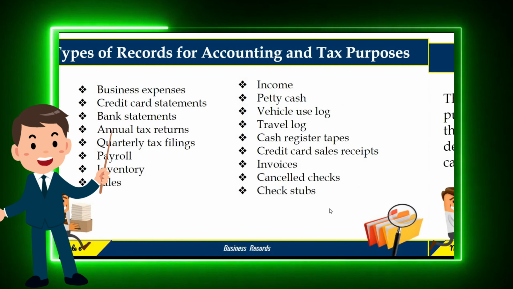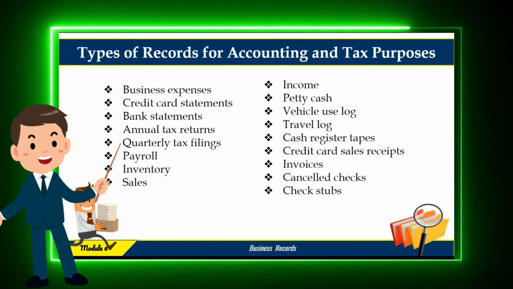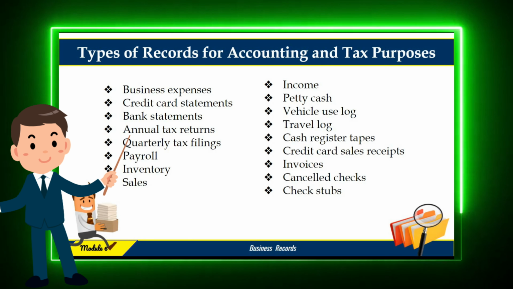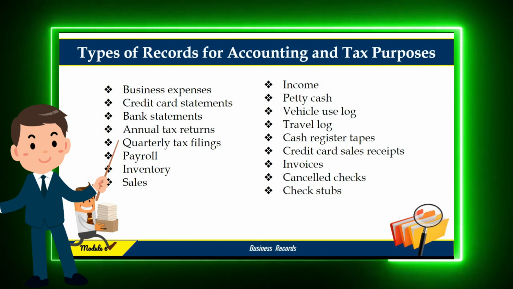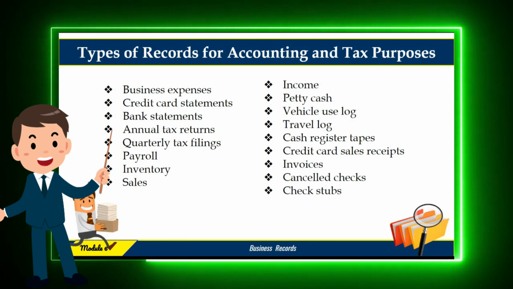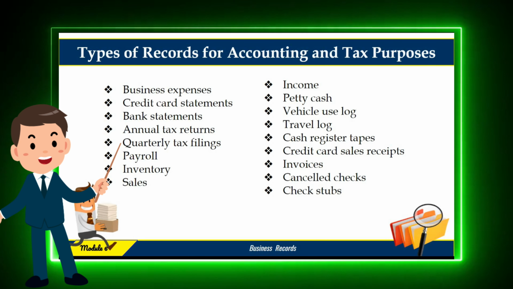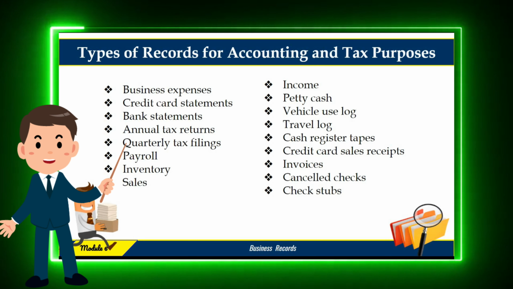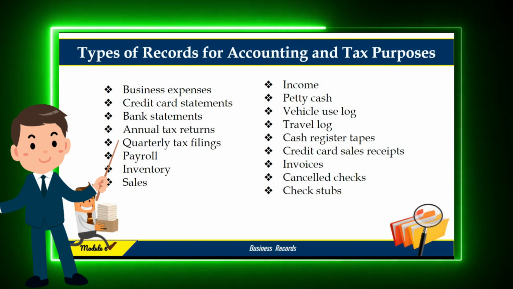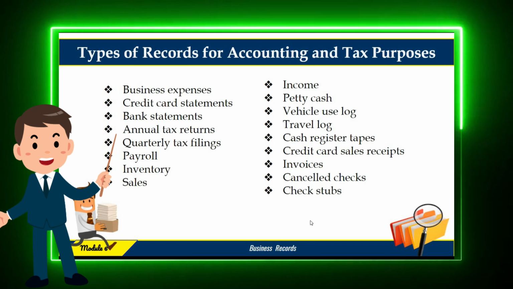Okay, so next we have the types of records for accounting and tax purposes. We have the business expenses, credit card statement, bank statement, annual tax return, quarterly tax filing, payroll and inventory, sales, income, petty cash, vehicle use log, travel log, and also the cash register tapes, credit card sales receipt, invoice, cancelled check, and also the check stub. Okay, so those are the different types of records for accounting and tax purposes.